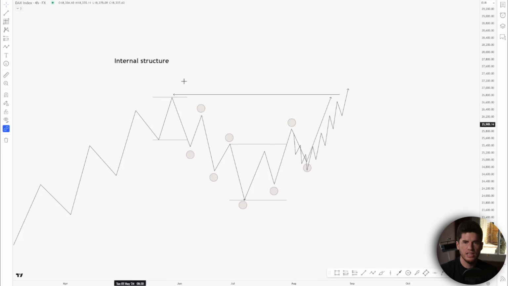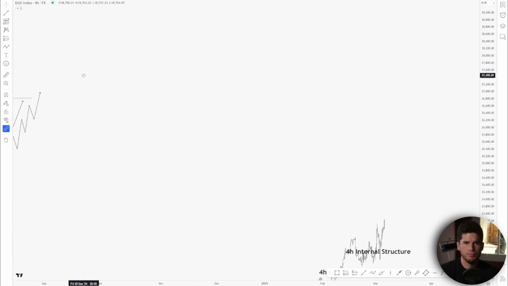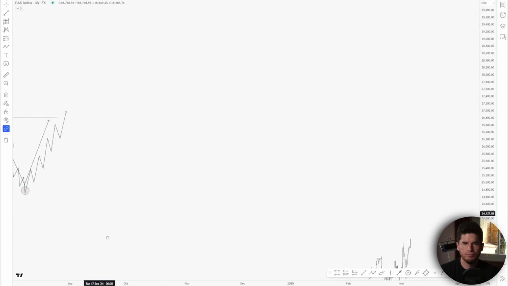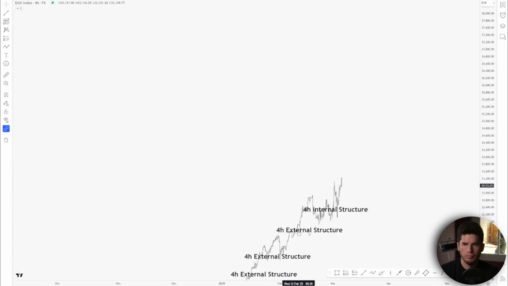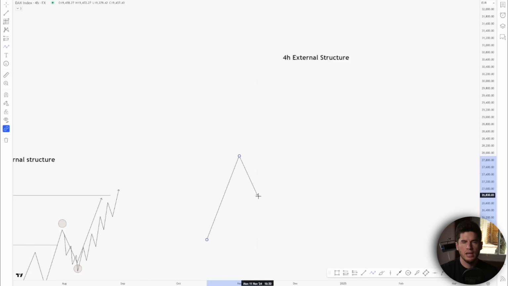So that's internal structure. Remember, that's the 4 hour, right? Next up, we're going to be covering external structure. And I have some examples I'm going to show you. So let's just grab this and we can draw on the 4 hour chart again. Now remember, this is 4 hour chart. So we have 4 hour in a bullish market, which is printing higher highs and higher lows.